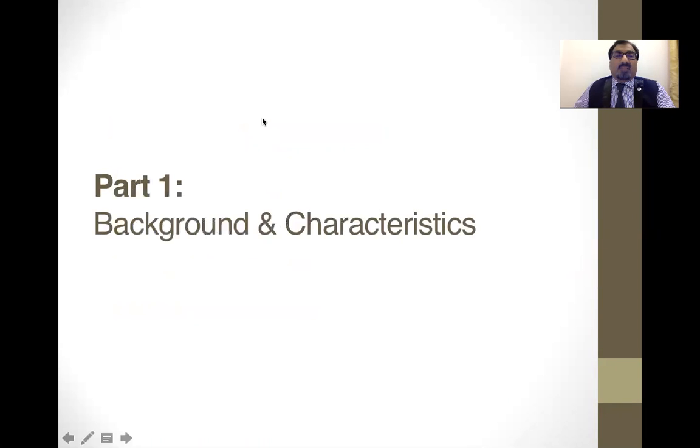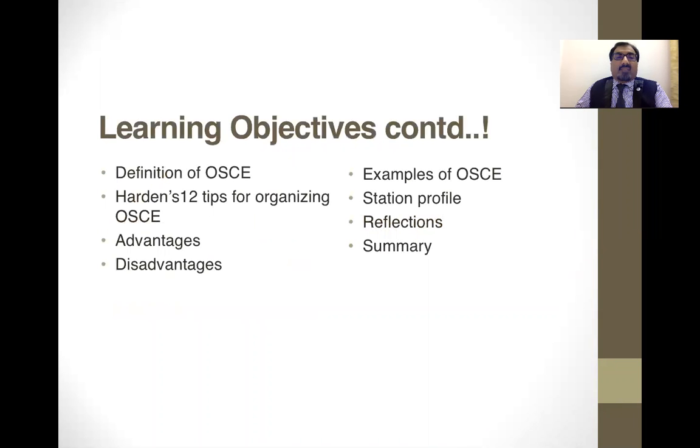Let us come to part 1, in which we look at the background, how these things started and what the characteristics are. We are going to see the definition of OSCE. Different types have evolved, and now it is frozen to objectively structured clinical examination. Prof. Harden has given some tips to organize a good OSCE. We will go through some of them, some advantages of organizing OSCEs and some shortcomings as well. And then I am going to go with examples, as I said, and the stations, how they are prepared. And then we summarize the whole issue with some feedback.